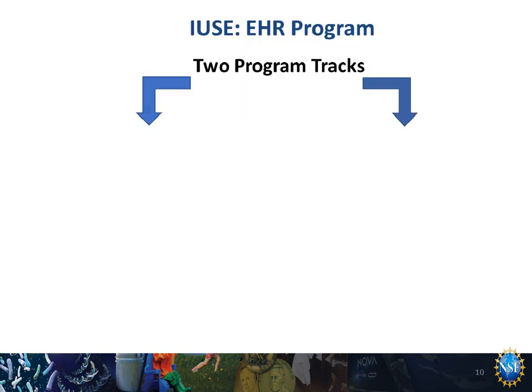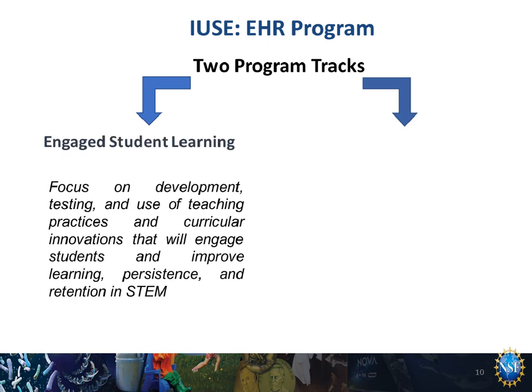As mentioned earlier, there are two program tracks. One is Engaged Student Learning. You may also see us just say ESL. And this is a focus on development, testing, use of research-based practices, curricular innovations, any of these that will engage students and improve their learning and persistence and retention in STEM disciplines.